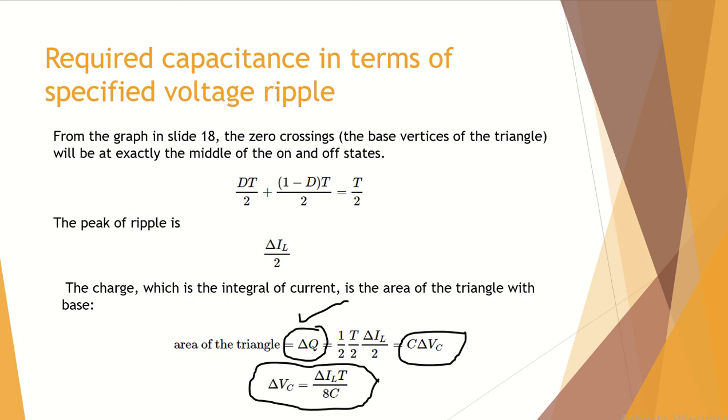So if you know the value of the current ripple, you know the time period, and you know the ripple of the output voltage, you can calculate the value of the capacitor. We will see how to use these formulas later.